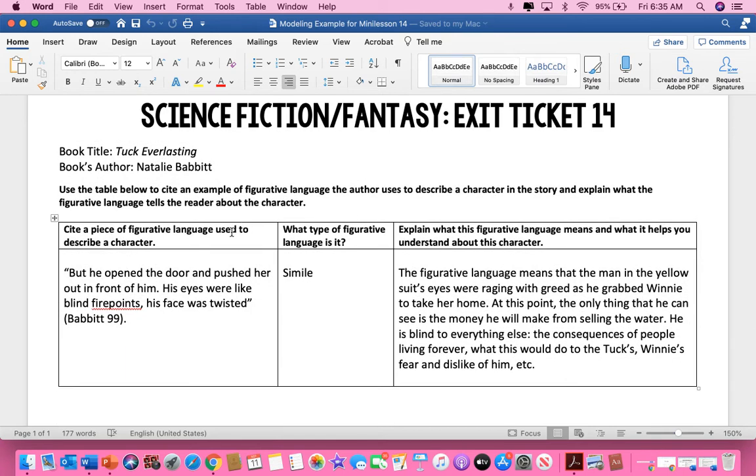It's a 3-column chart where students cite a piece of figurative language, say what kind of figurative language it is, and then explain what the figurative language means and how it helps them understand a specific character in the book. So you can just kind of take a look.